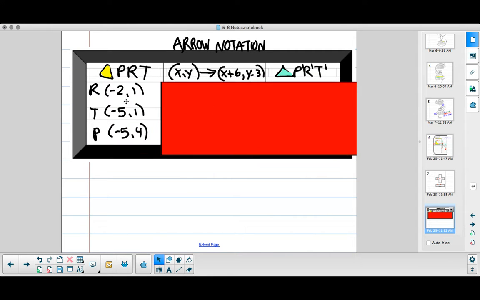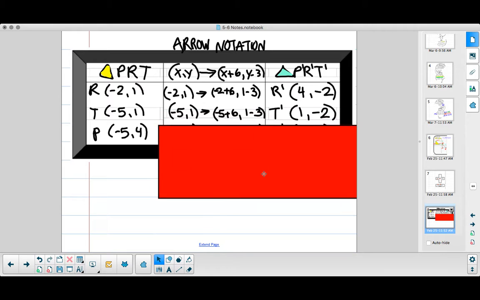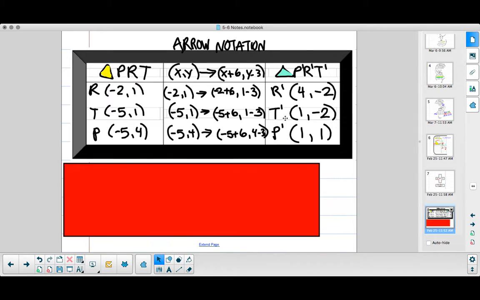So our original points were negative 2, 1, negative 5, 1, and negative 5, 4. If I'm going to add 6 to negative 2, negative 2 plus 6 is positive 4. And then if I take away 3 from 1, 1 minus 3 is negative 2. So R prime ends up at 4, negative 2. Then you just do the same thing for the other points. Negative 5 plus 6 would be positive 1, and 1 minus 3 again is negative 2. So T prime ends up at 1, negative 2. And last, negative 5 plus 6 is positive 1, and 4 minus 3 is positive 1. So P prime is at 1, comma 1.